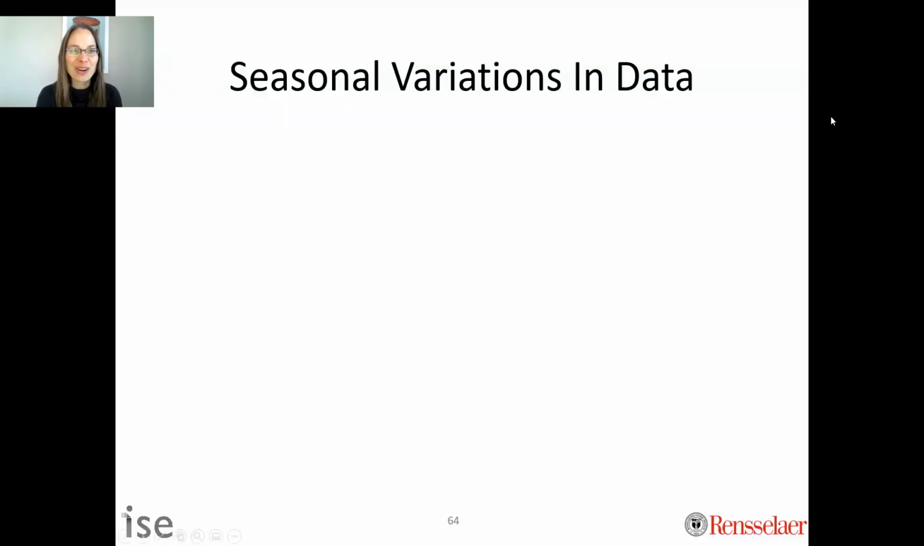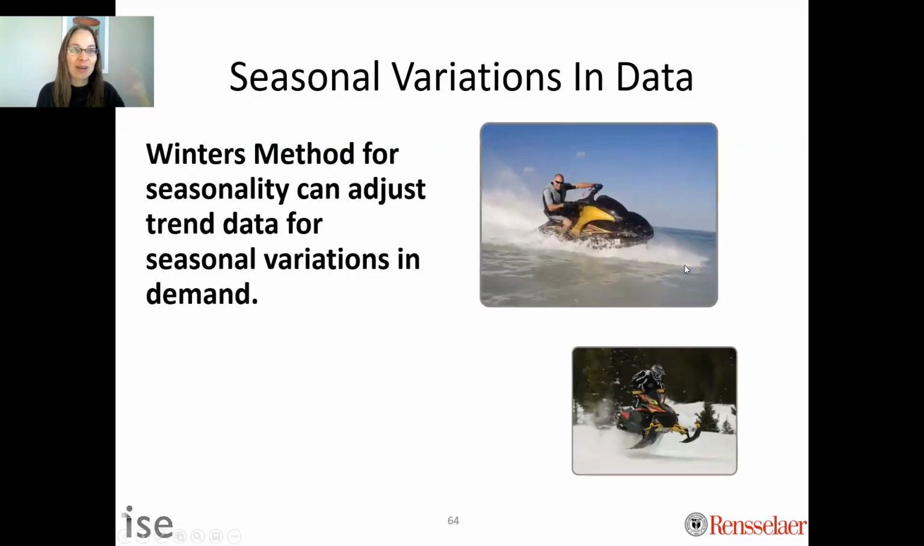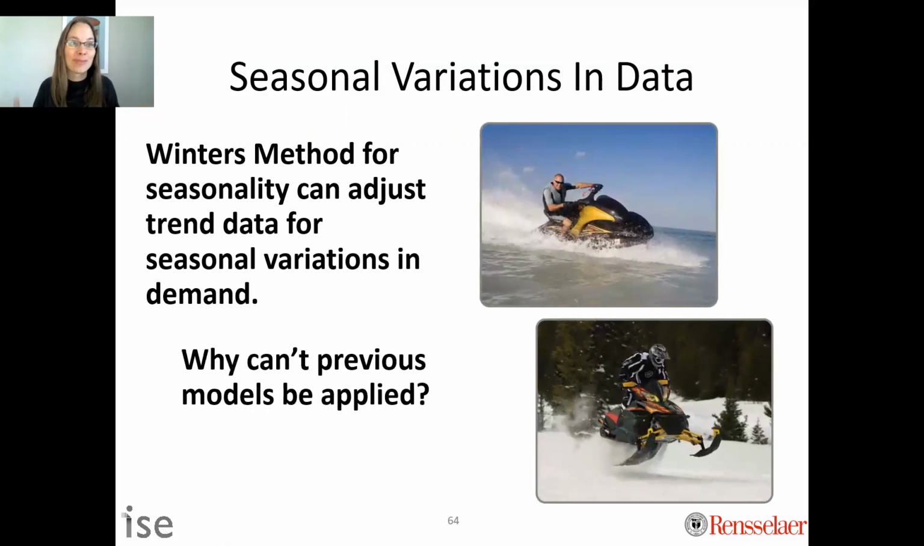So in this video, we're going to talk about what if your time series data has seasonal variations. There are lots and lots of examples of historical data with seasonal variations. You can think about extreme versions, like selling snowmobiles would have a higher season in the winter than in the summer and so forth. And so we'll use a method called Winter's method that is able to adjust our estimate to accommodate these seasonalities in our data.